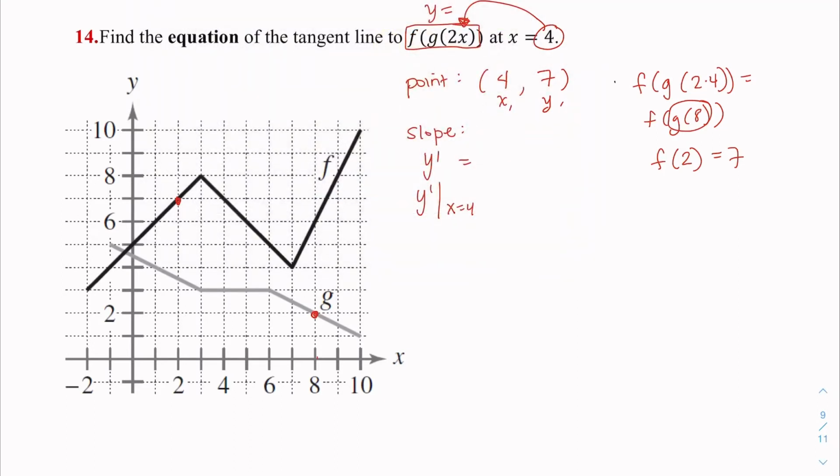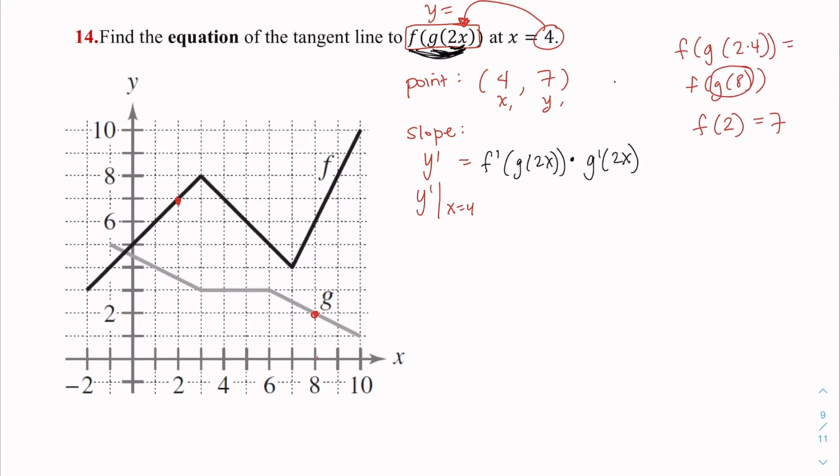We'll use the chain rule not once but twice because I have a function inside of another function that's inside yet a third function. So the derivative of the outside is f prime. The inside guy will stay the same, times the derivative of g of 2x, which will be g prime of 2x. And since there's a function there, multiply by 2. Next, we're going to evaluate it at 4, so we're just plugging it in.